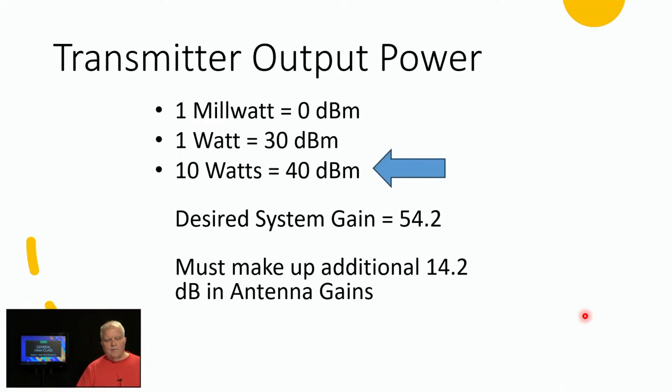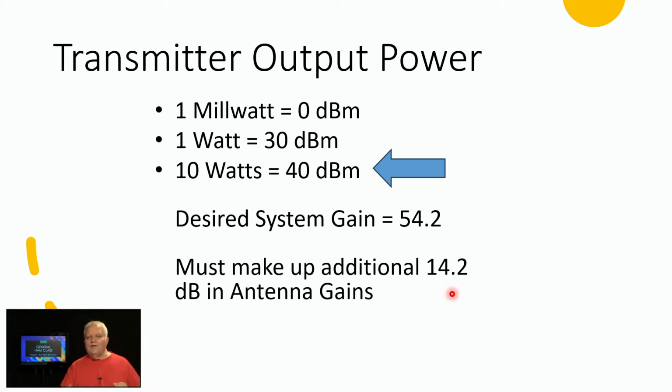And if you remember your decibels, if we say that 1 milliwatt is the reference, well, 1 watt is 1,000 milliwatts, so that's 30 dBm, that's that level. And 10 watts, which is the maximum we can transmit on the amateur radio 13 centimeter band with spread spectrum, is 40 dBm. So if we can transmit at 10 watts, and our desired system gain is 54.2, then we need to make up 14.2 dB in antenna gains.